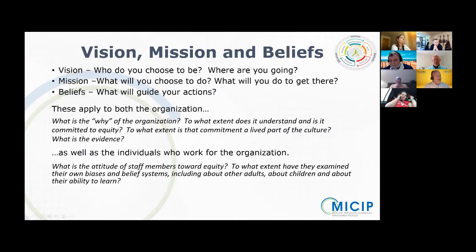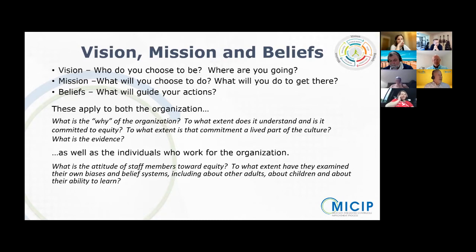So starting out with the basis of the continuous improvement process, which is really the vision, mission, and beliefs of an organization. And at the top here, you see again what we define the vision, mission, and beliefs to be, at least in the context of MICIP that we're working with. And again, you might see some variations on this theme, but really this is what's driving our definition.